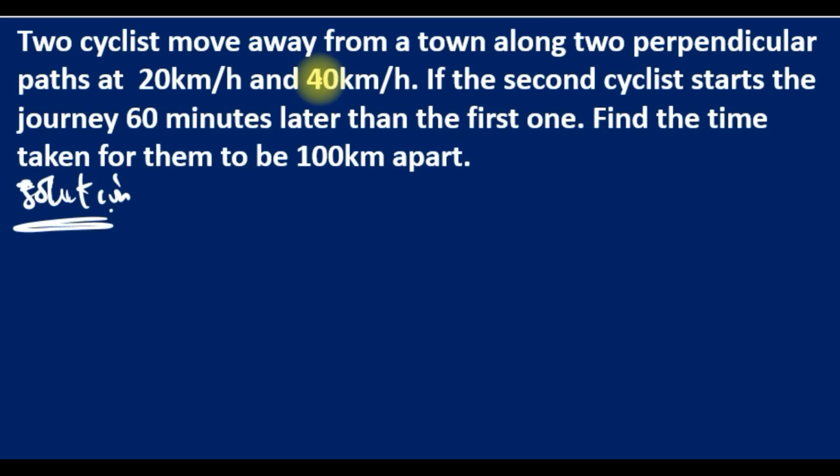per hour and 40 km per hour. If the second cyclist starts the journey 60 minutes later than the first one, find the time taken for them to be 100 kilometers apart. So seeing kilometer means the distance.